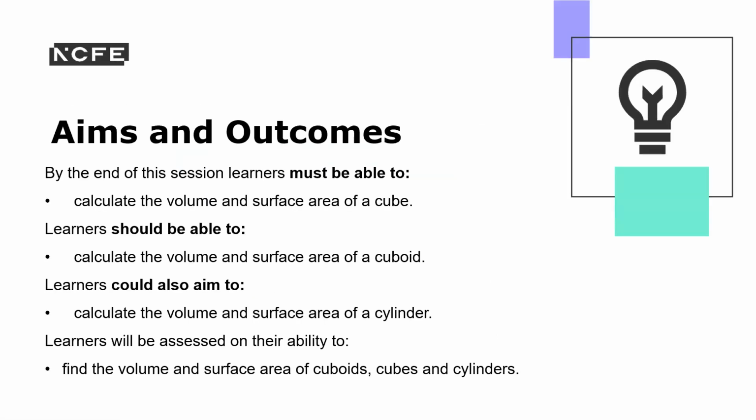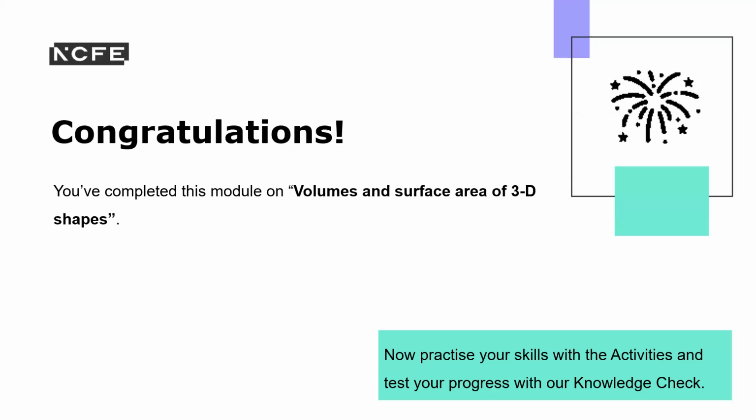So, aims and outcomes. By the end of this session, learners must be able to calculate the volume and surface area of a cube. Learners should be able to calculate the volume and surface area of a cuboid. Learners could also aim to calculate the volume and surface area of cylinders. And learners will be assessed on their ability to find the volume and surface area of cubes, cuboids, and cylinders.